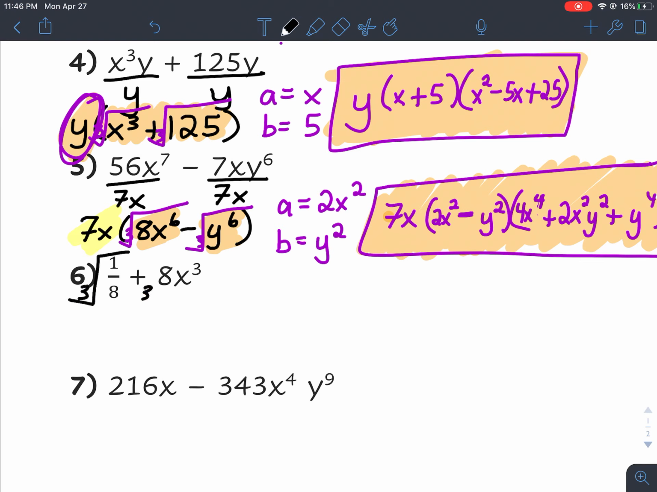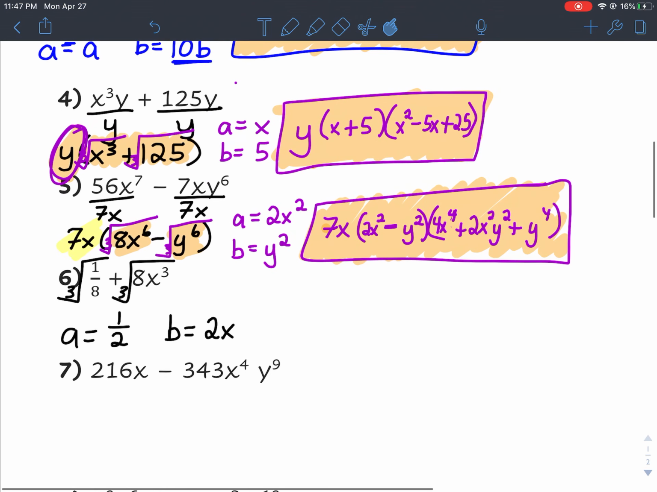Okay, so we see they're both perfect cubes, so let's take the cube roots. What times what is 1 over 8? If it's easier to think about it like this: what times what is 8? That would be 2. But since we need it to be 1 over 8, it's just 1 over 2. 1/2 times 1/2 times 1/2 is 1/8. Okay, and then b would be 2x, because 2x times 2x times 2x is 8x cubed.